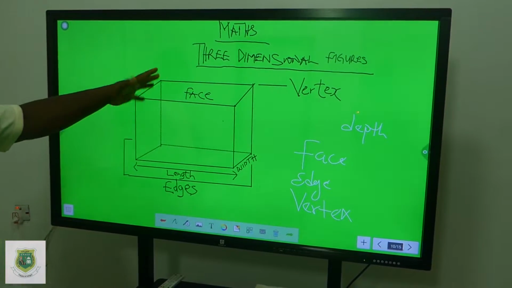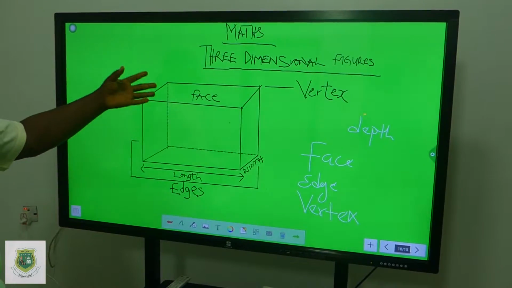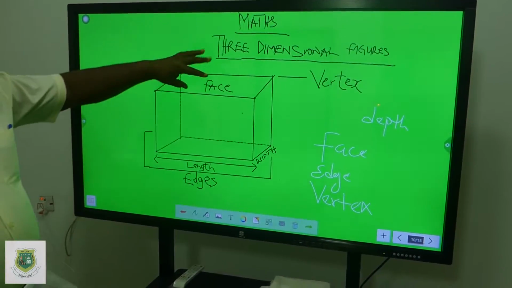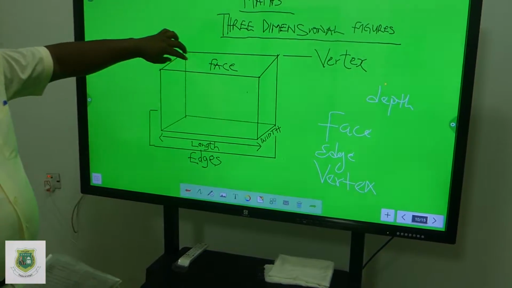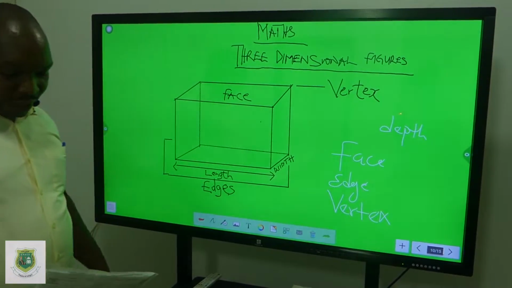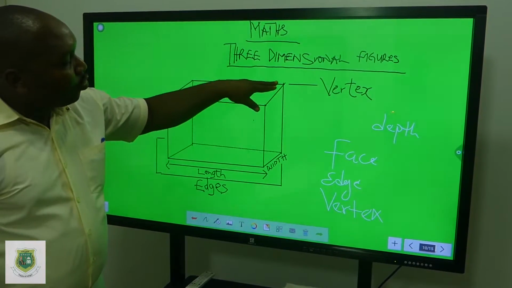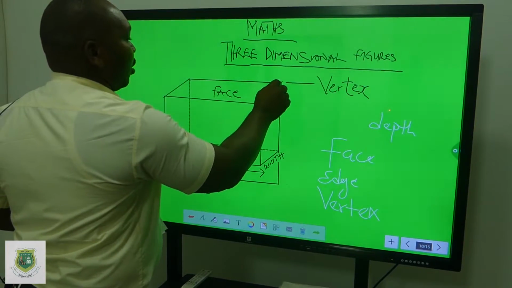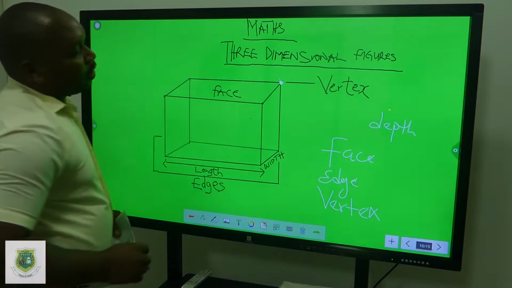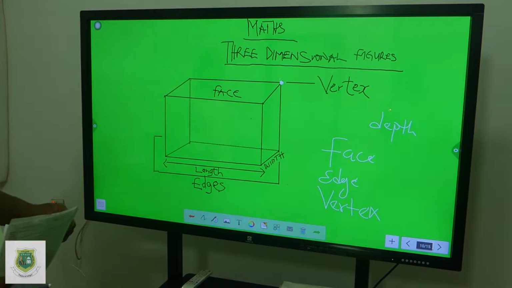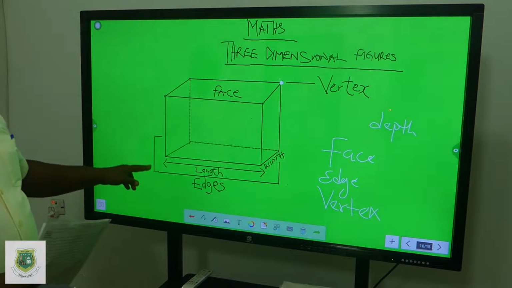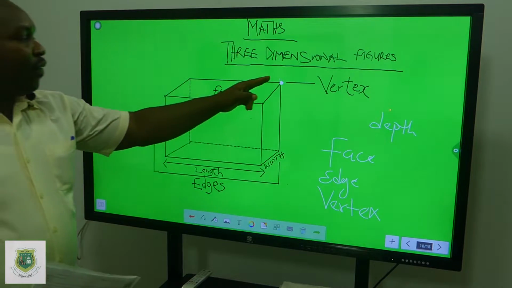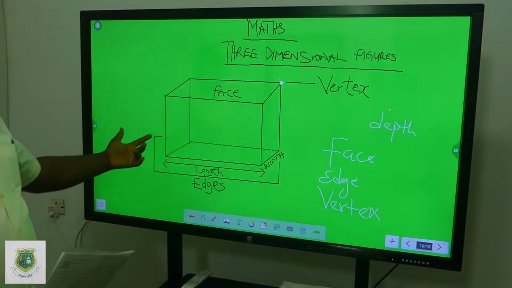As you can see, look at this diagram. In this cuboid, which is a three-dimensional shape, we have the face. Look at the face here. We have the vertex. What is the vertex? The place where two lines meet, or more than two lines meet, gives us the vertex. So here is the vertex, as you can see. Then here is the edge. So this is the face, the vertex, and the edge, as you can see from the diagram.